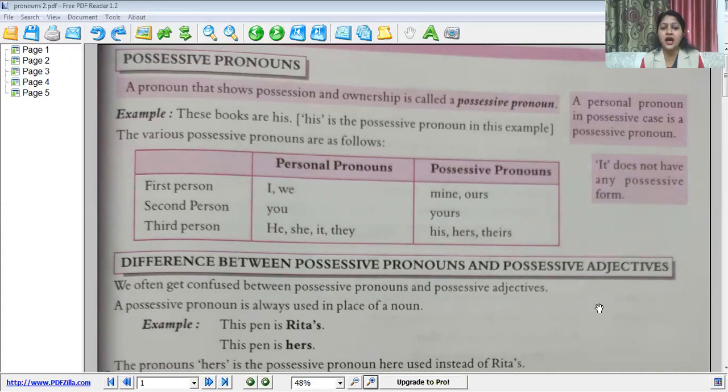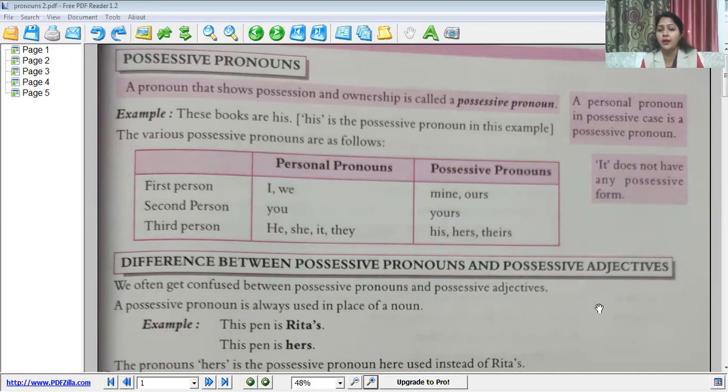These books are his. Now we're talking about the books, but they belong to someone. Okay, they are in possession of that person. These books are his. Whom do they belong to? That person, that boy. Okay. The various possessive pronouns are as follows.